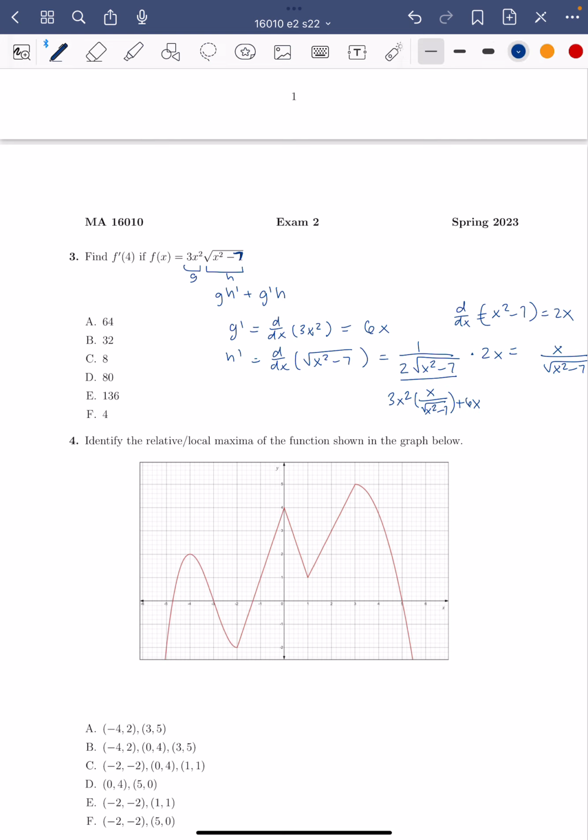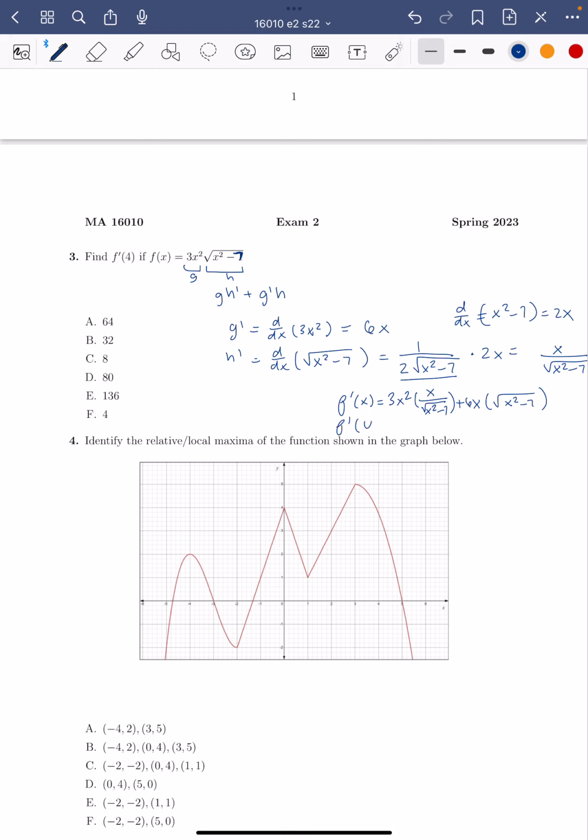We want to do it times h, which is the square root of x squared minus 7. So this right here equals f prime of x. Now, at this point, we can go ahead and plug 4 into this function.